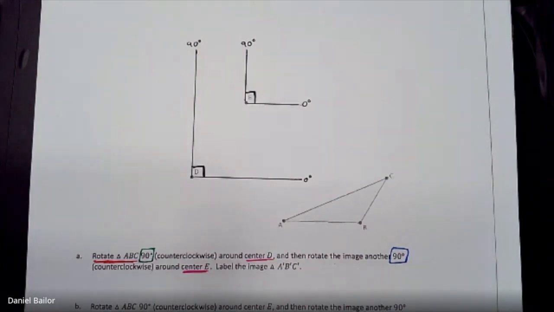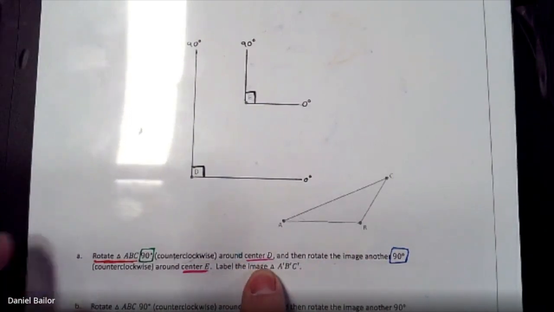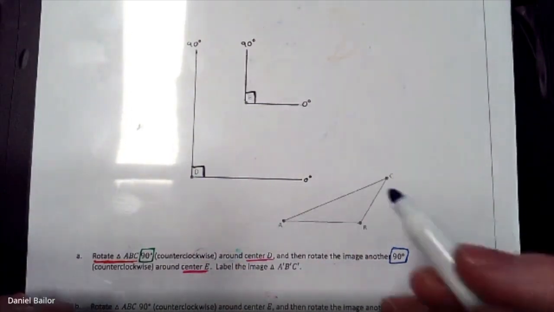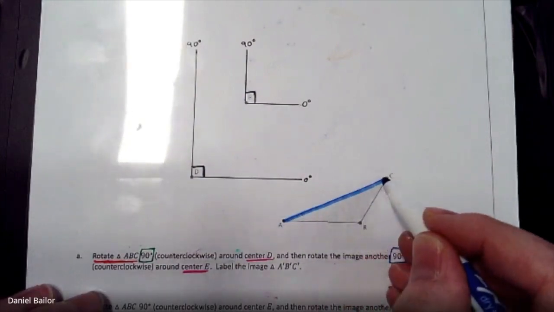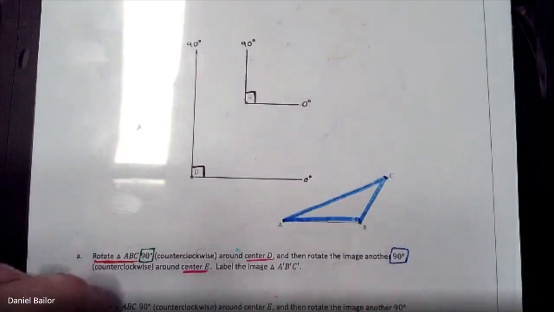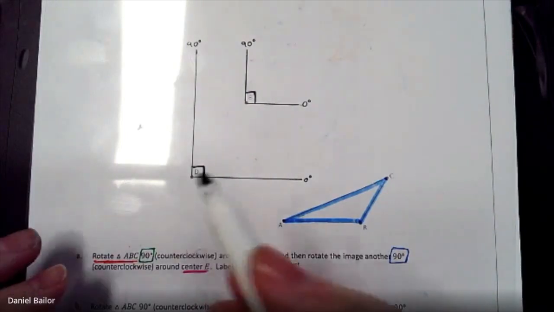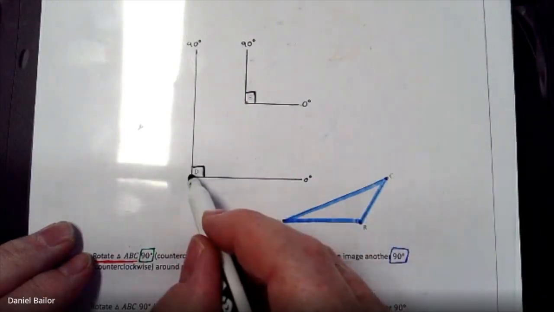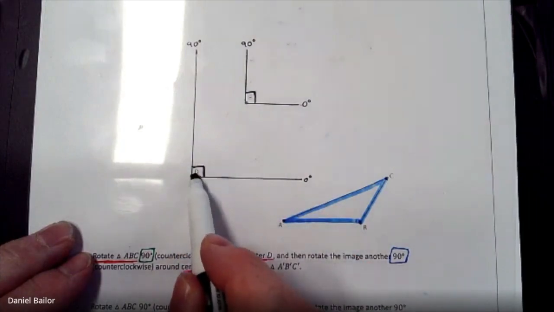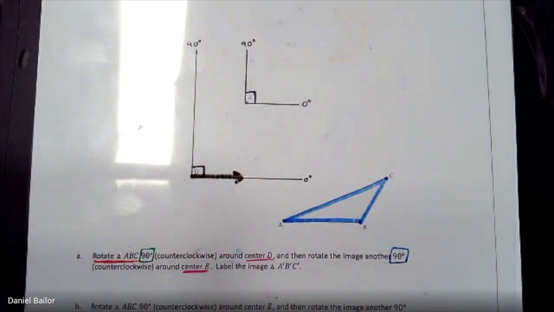So to do my rotations, I will need my transparency. Now going back to letter A, the first instruction was rotate 90 degrees around D. So let me trace my triangle. And here's how we rotate degrees. I'm going to put a dot. I'm going to rotate around letter D, so I'm going to put a dot on D, and then I'm going to put an arrow pointing to the 0 degrees.